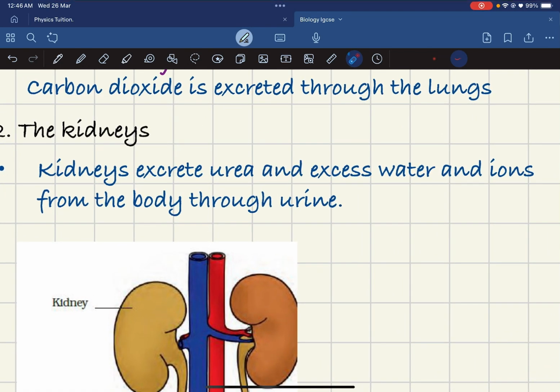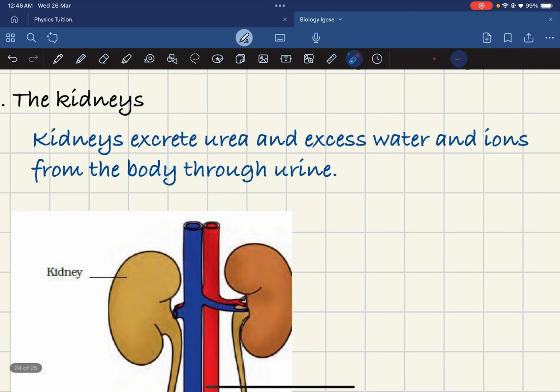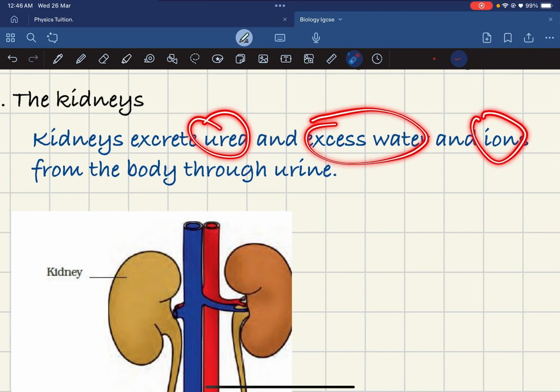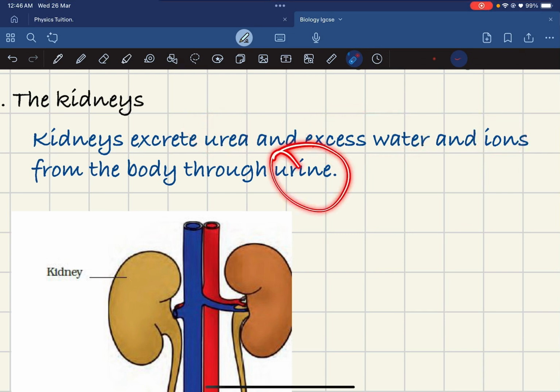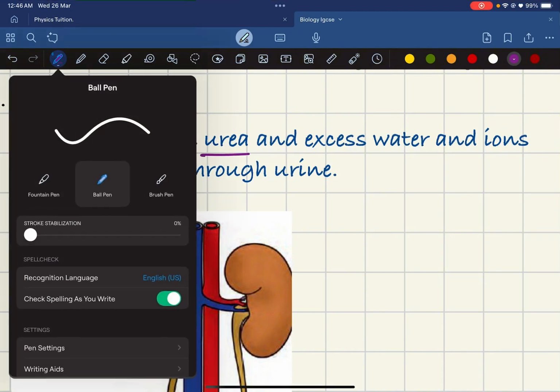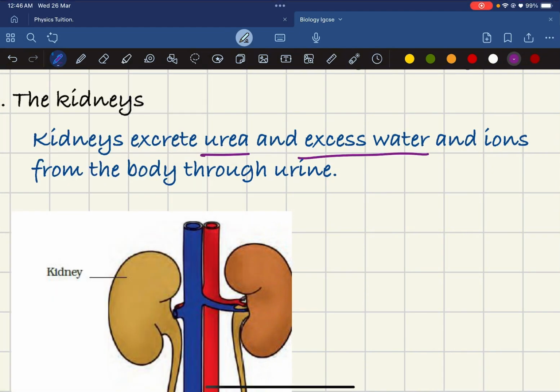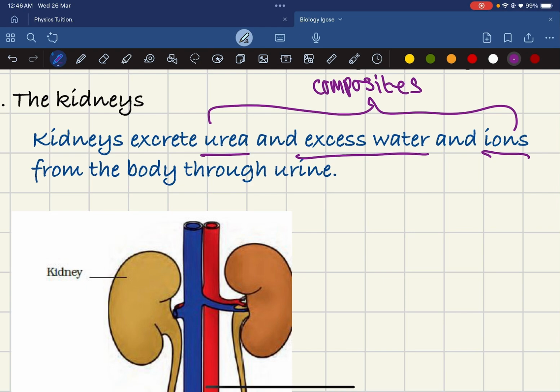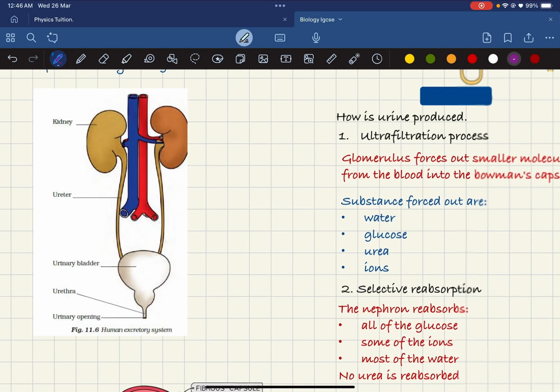The kidneys are basically the main organ of this chapter, and it is the organ that produces urine. So kidneys excrete urea, excess water, and ions from the body through urine. Over here they've mentioned urea, excess water, and ions. All of these are basically the composition of urine. This is what urine has inside of it, what urine is made of.